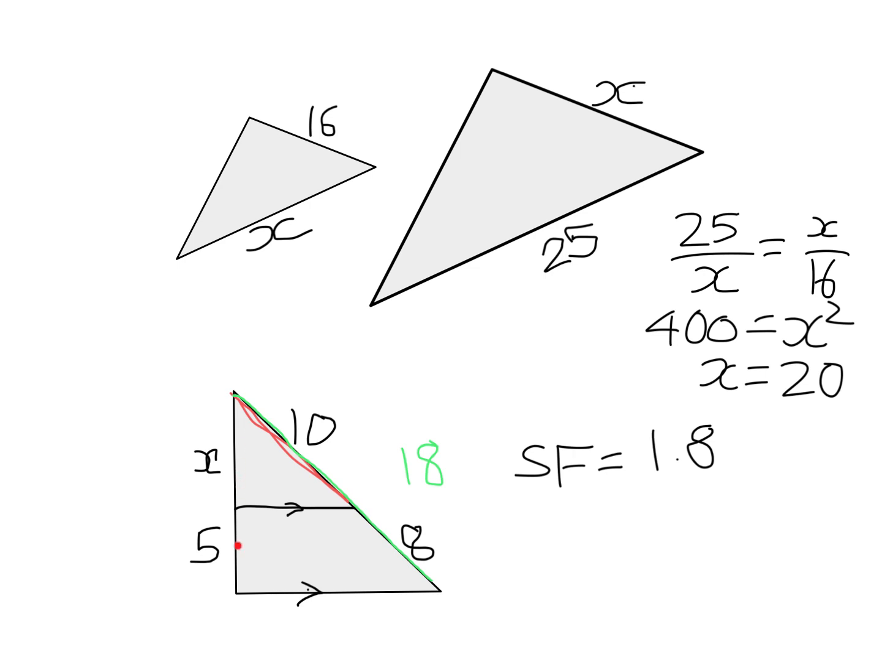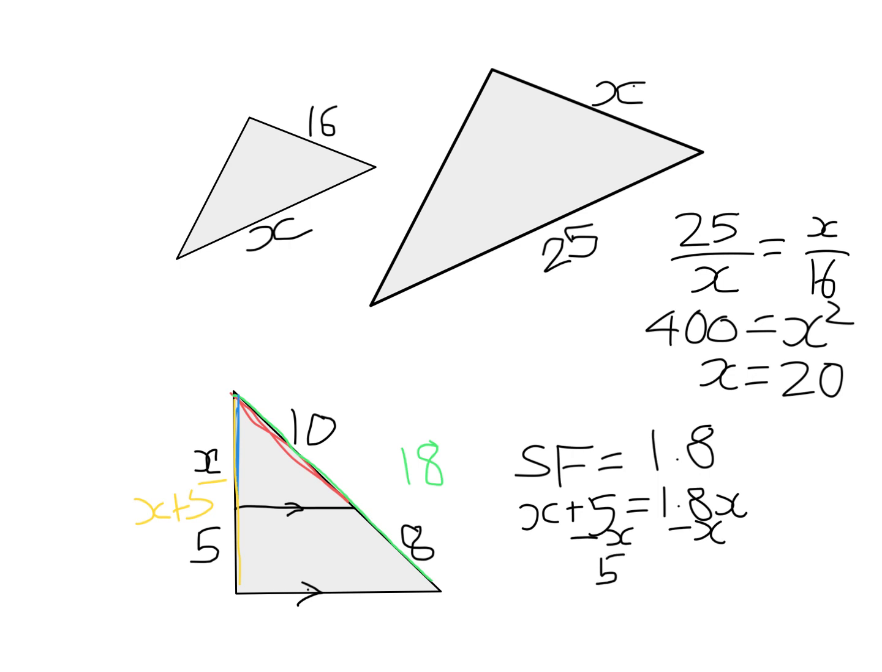So how are we going to use that to figure out x? Well, the side in the smaller triangle is x, and the side in the larger triangle is x plus 5. So what the scale factor means is that a side in the larger shape is 1.8 times the corresponding side in the smaller shape. So lucky we did a bit on equations. To solve an equation with pronumeral on both sides, you subtract the one with the lowest coefficient. I'm going to subtract x, or subtract 1x from both sides.